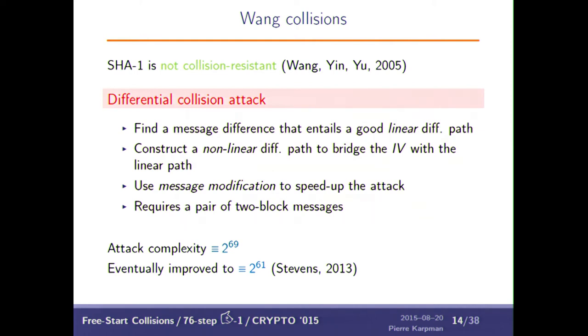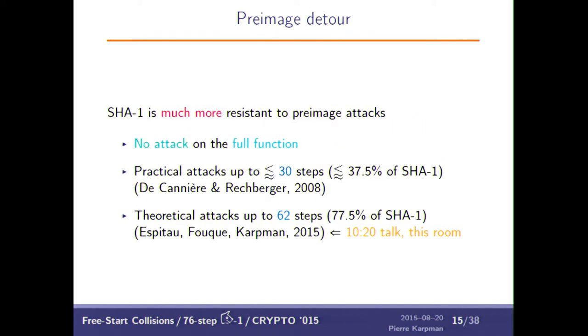So the initial attack had a complexity evaluated to 2^69 equivalent of SHA-1 function, and it was eventually improved to 2^61 by Stevens at Eurocrypt 2013. So this is the best we got so far for the hash function. So as a side note, if we consider pre-image resistance, SHA-1 is much more resistant because we don't know attacks on the full function yet.